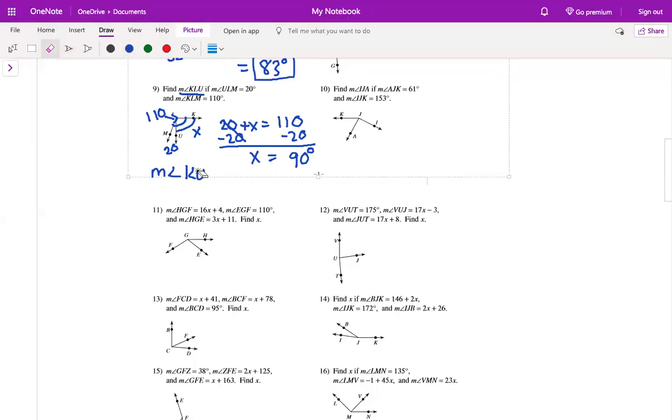You just erase that and mess that one up. The measure of angle KLU equals 90. Goodness, I am messing up here. Let's just write that again a little bit more clearly. Okay, third time lucky. The measure of angle KLU equals 90 degrees. Yay, got it this time. All right, so that was a little bit more complicated.